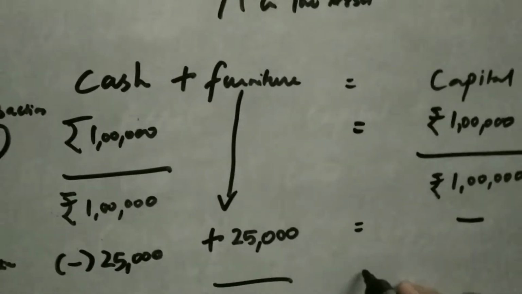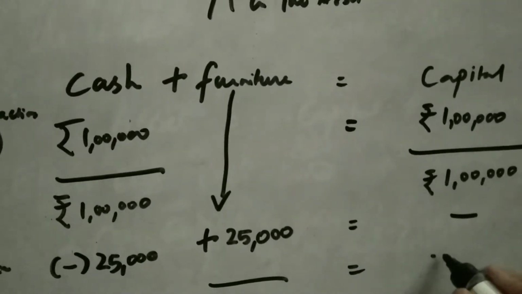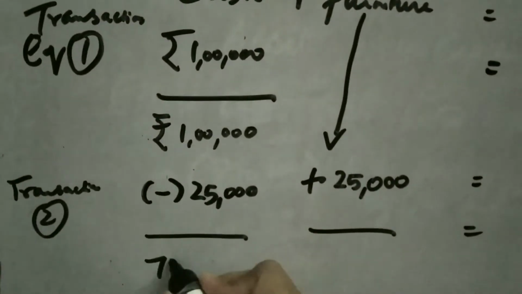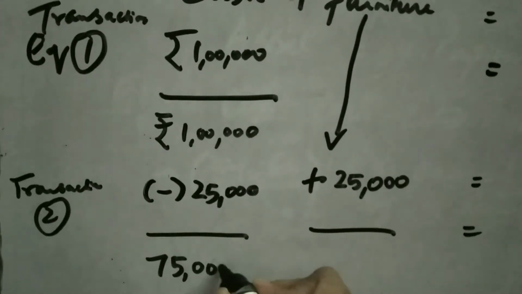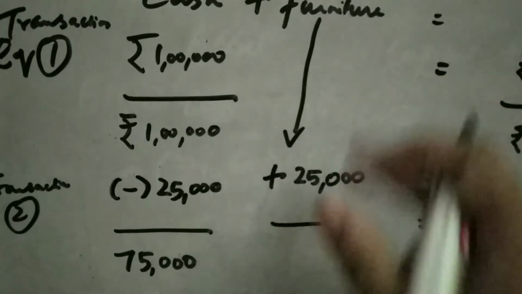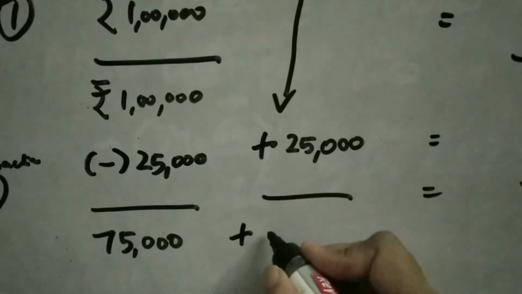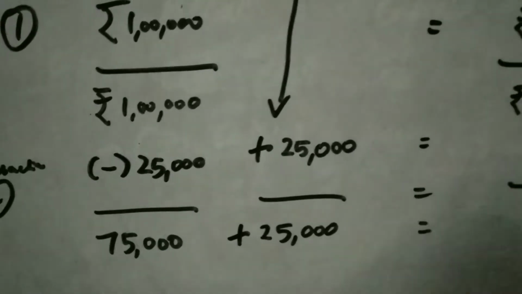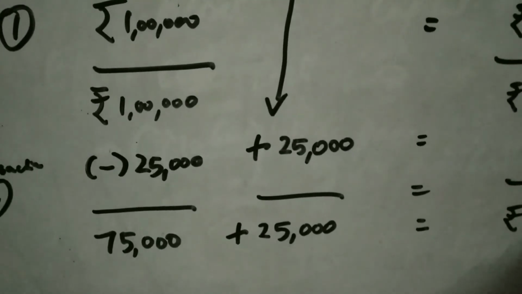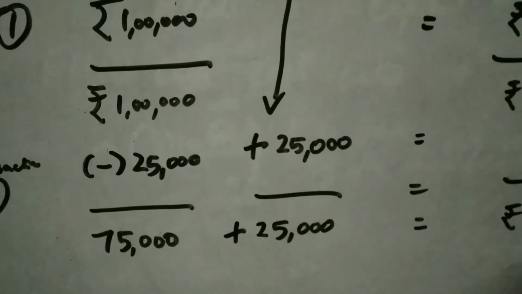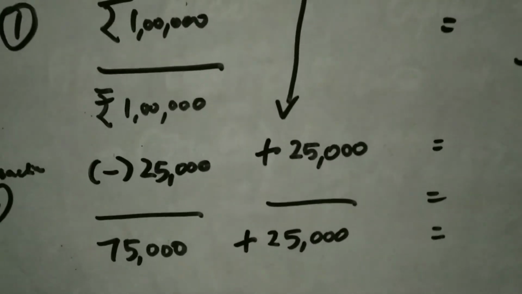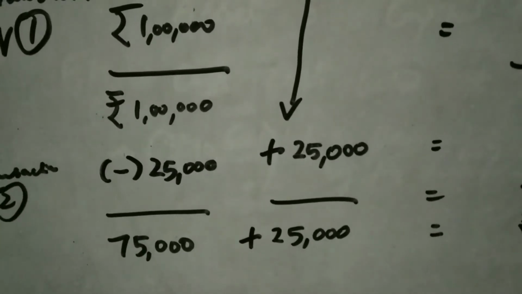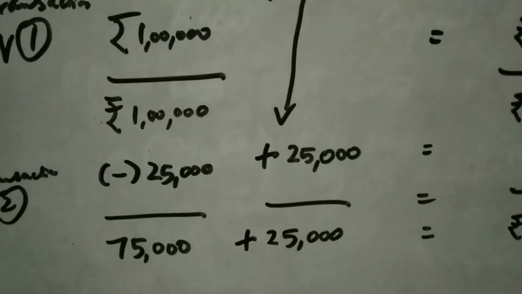Now I am going to bring down the balance. 1 lakh minus 25,000, 75,000. And we have 25,000 worth of furniture, which is equal to the same 1 lakh of capital. Can you make out? So cash plus furniture is equal to now capital.